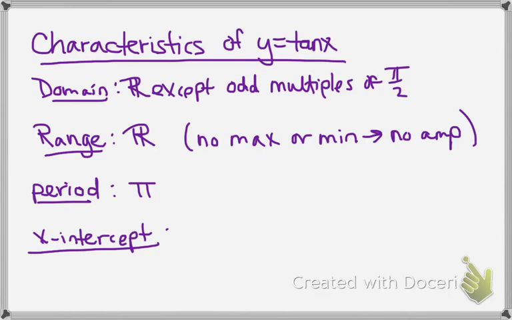And then your x-intercepts for just, again, the y equals the tangent of x. Once we start adding numbers in there, this will change. But for now, the x-intercepts can be found at 0, plus or minus pi, plus or minus 2 pi, plus or minus 3 pi, and so on. So every multiple of pi, with the addition of 0, is where the x-intercepts are going to be found.